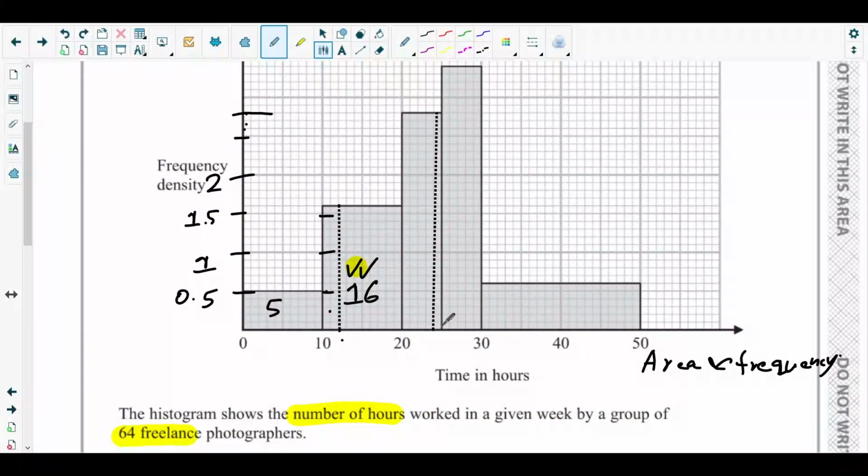Okay, next is from 20 to 25. What's the area of this bar? Height is 2.8 and the width is 5. So 5 times 2.8 gives you 14. So 16 plus 5 is 21, plus 14 is 35. That means the 32nd term lies in this bar. Okay, that means this bar will be the median bar or median class.